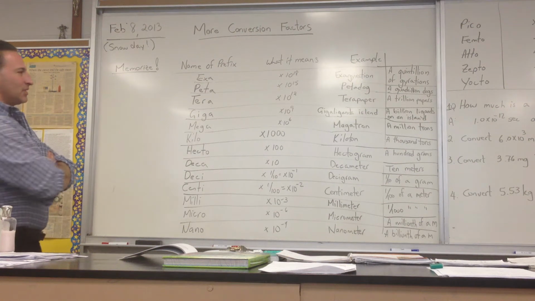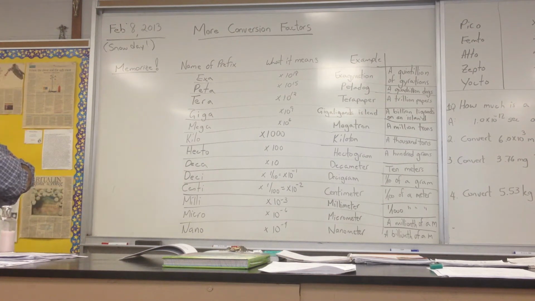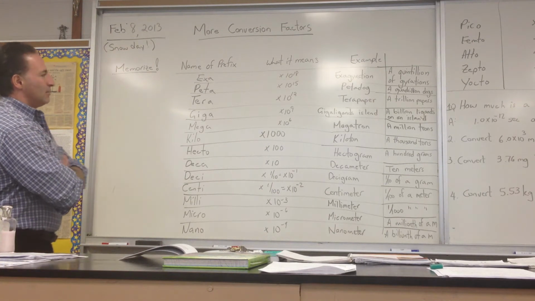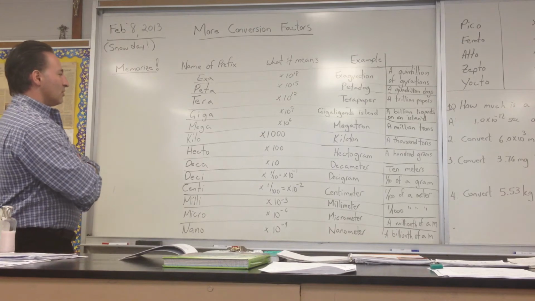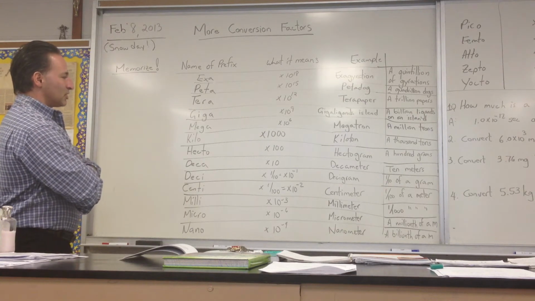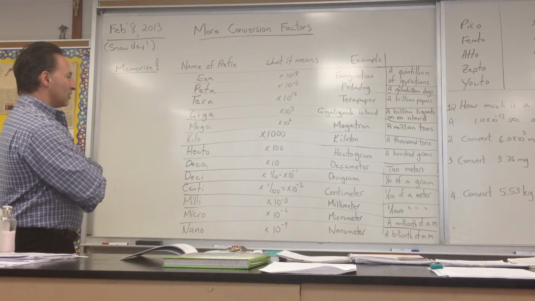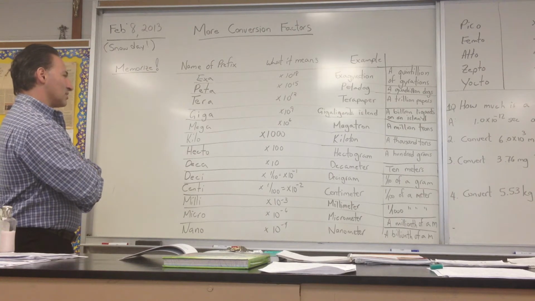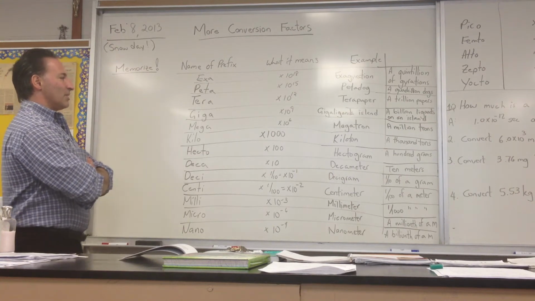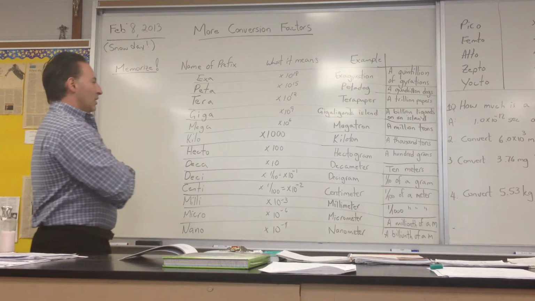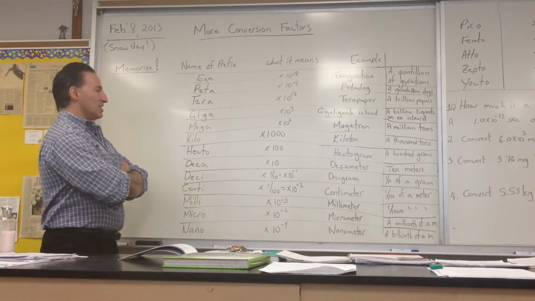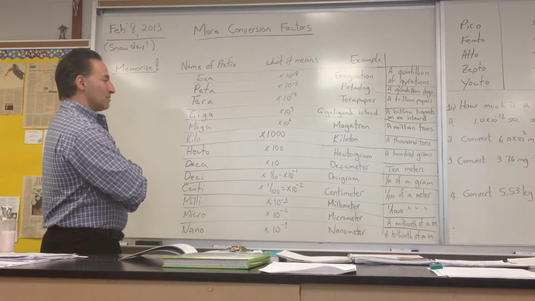Okay, today's class we're going to review the conversion factors. Each conversion factor in the metric system has a prefix that means a certain number. So for example, kilo, which is probably one of the most familiar ones, means times 1,000. So if you have a kiloton, you have 1,000 tons. If you have the word mega in front of the word, it means a million. So a megabyte means a million bytes.